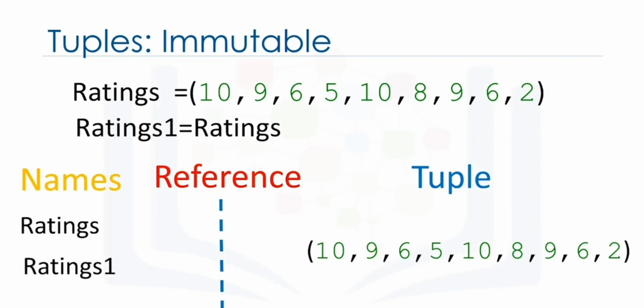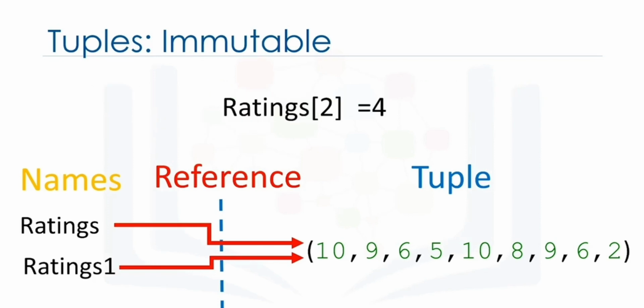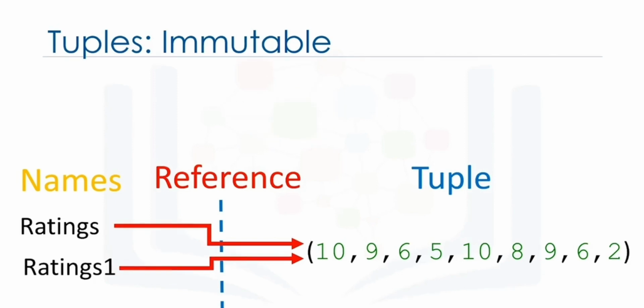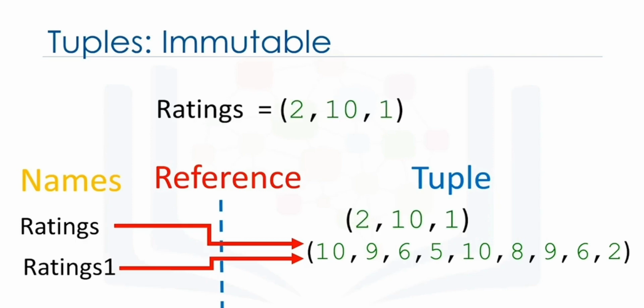Each variable does not contain a tuple, but references the same immutable tuple object. See the Objects and Classes module for more about objects. Let's say we want to change the element at index 2. Because tuples are immutable, we can't. Therefore, ratings1 will not be affected by a change in rating because the tuple is immutable, i.e., we can't change it. We can assign a different tuple to the ratings variable. The variable ratings now references another tuple.